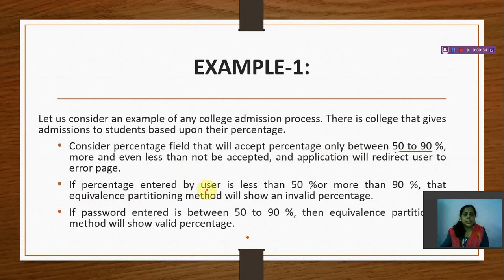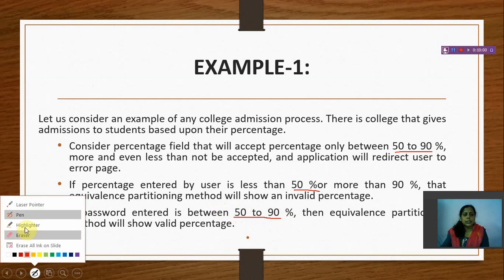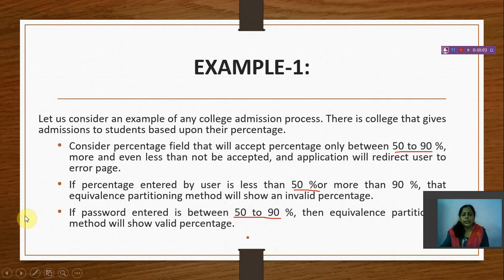If the percentage entered by the user is less than 50 or more than 90, the equivalence partitioning method will show an invalid percentage. If the percentage entered is between 50 to 90, then the equivalence partitioning method will show a valid percentage. Means in this case, if the percentage is between 50 to 90, it is the valid range, and less than 50 and greater than 90 is the invalid range.